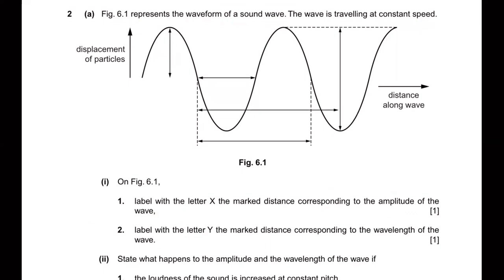This letter will be your amplitude, so you mark it as X. And what's the wavelength? Wavelength is from one crest to another crest, the crest to the crest.